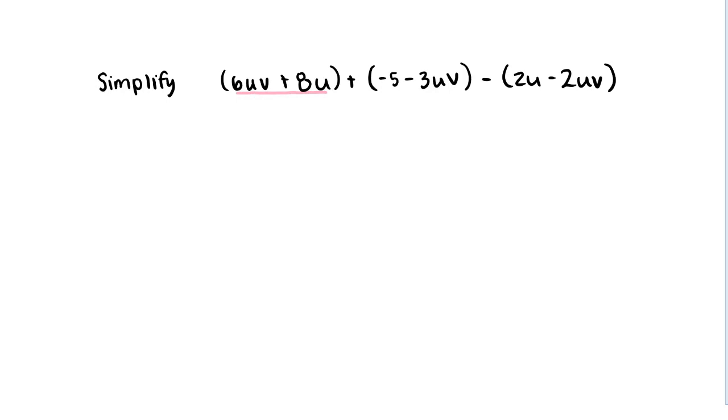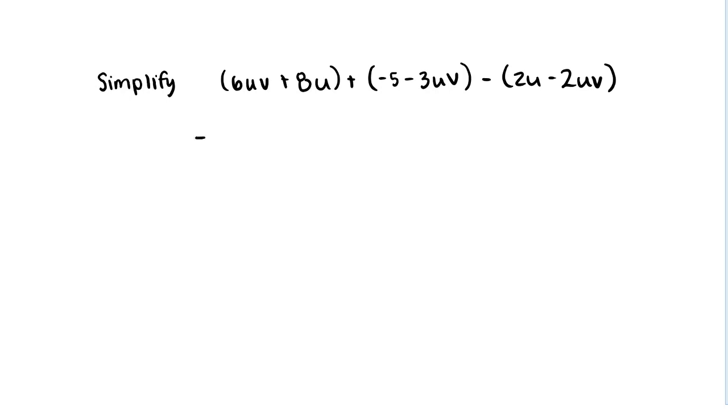And actually, there's not, right? So here, if I look at 6uv plus 8u, those aren't like terms, I can't combine them. Minus 5 minus 3uv, those aren't like terms, I can't combine them either. And then lastly, 2u minus 2v, those aren't like terms, I can't do anything with that as is. And so the next step here would be to see if we can do anything if we drop the parentheses and be careful about the signs.